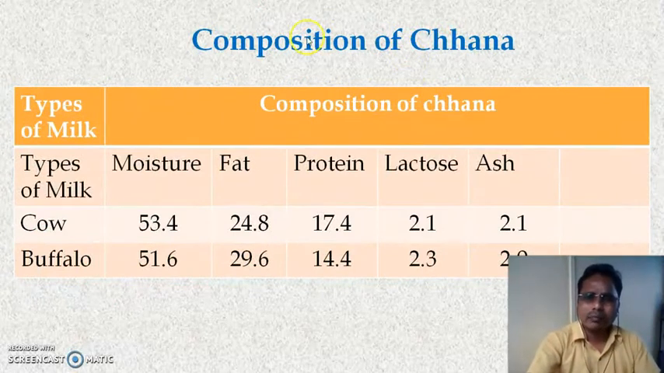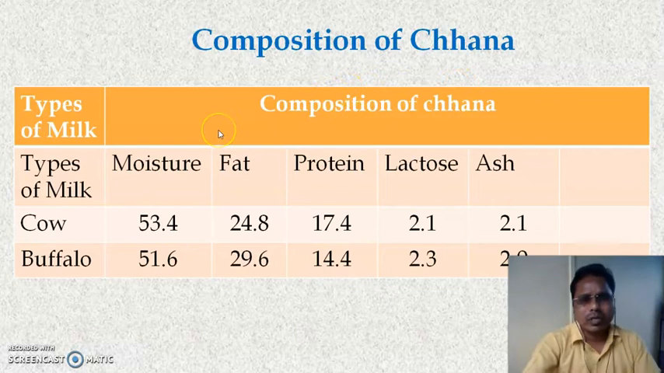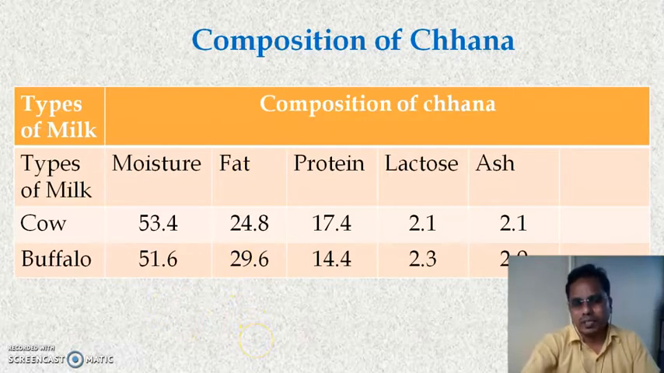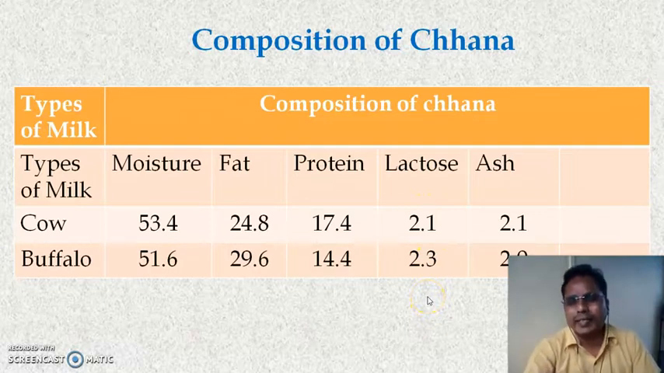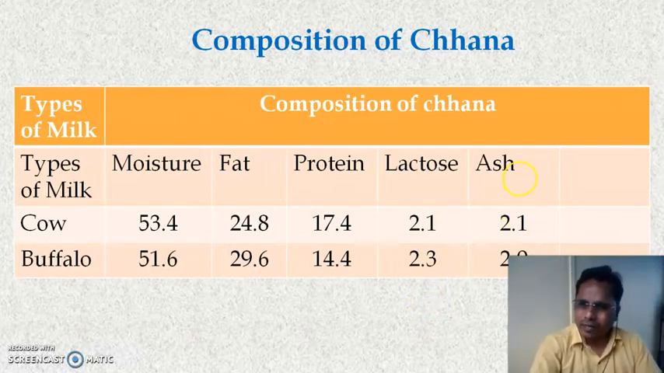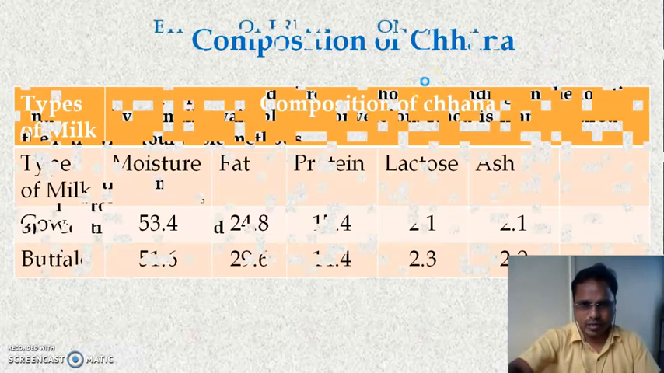Composition. Let's see the composition of channa, for both types of milk, that is cow milk and buffalo milk. The composition is given. In cow milk, more moisture is present, whereas in buffalo milk, more fat percentage is present. Cow milk has more protein content as compared to buffalo milk, whereas the lactose content in both cow and buffalo milk is quite similar. So this is the composition of the channa.